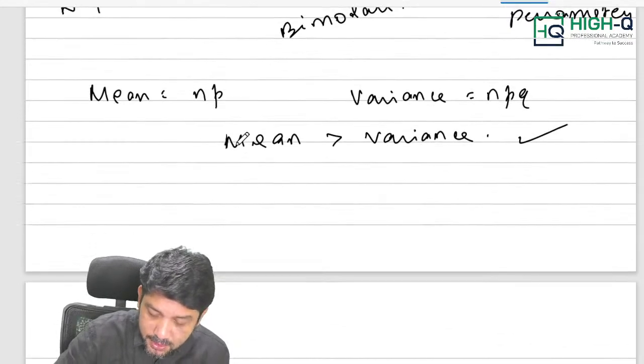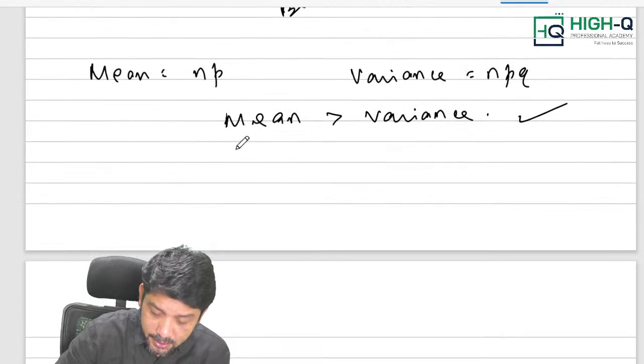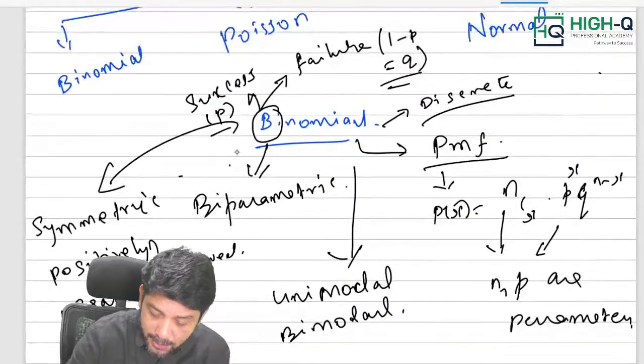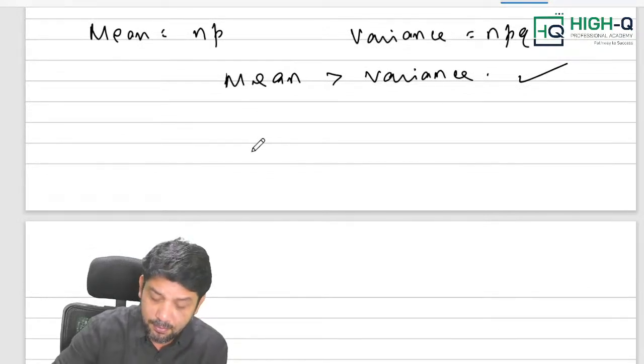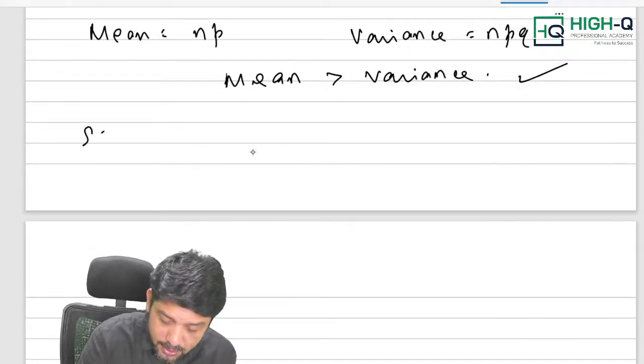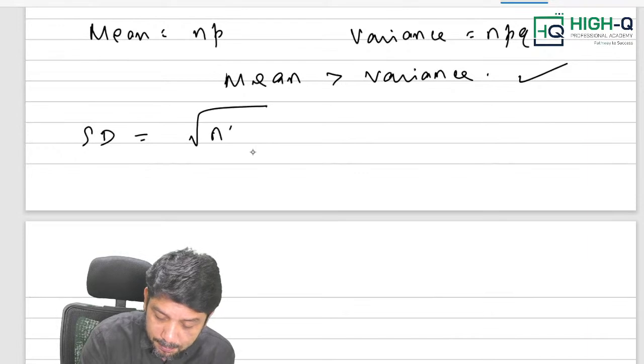Now listen here. This is all about binomial distribution. Now, sir, what type of questions can be asked? And standard deviation is equal to root of npq.